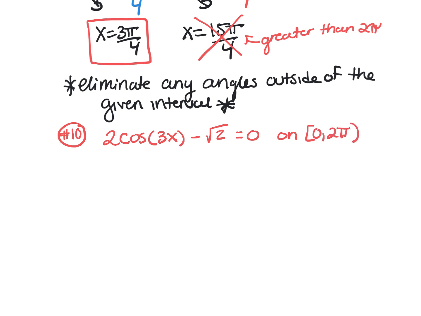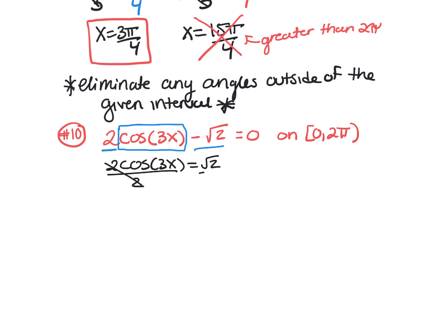So again, we do need to isolate our trig function, so this cosine of 3x. We need to get that by itself. We're not going to do anything with the 3 yet, but we can deal with that minus square root 2 and with this 2 being multiplied, because those two are outside of the trig function, so we can deal with those. So we can add square root 2 to both sides, and then we can divide both sides by 2. So we'll have cosine of 3x equals square root 2 over 2, and it's just the positive square root 2 over 2.